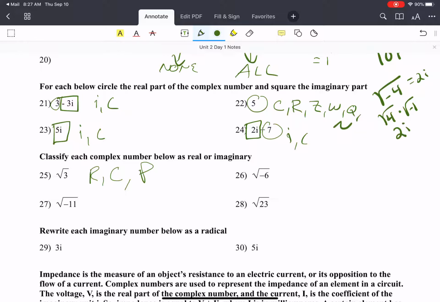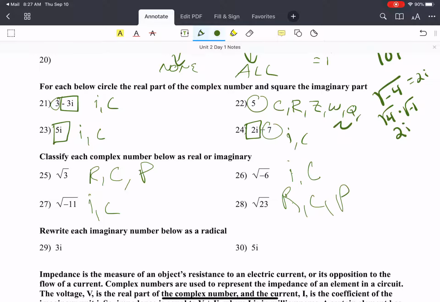26, what would that one be? Imaginary and also complex. 27, what about that one? IC. And 23 is going to be the same as 25. Is there any questions on that?